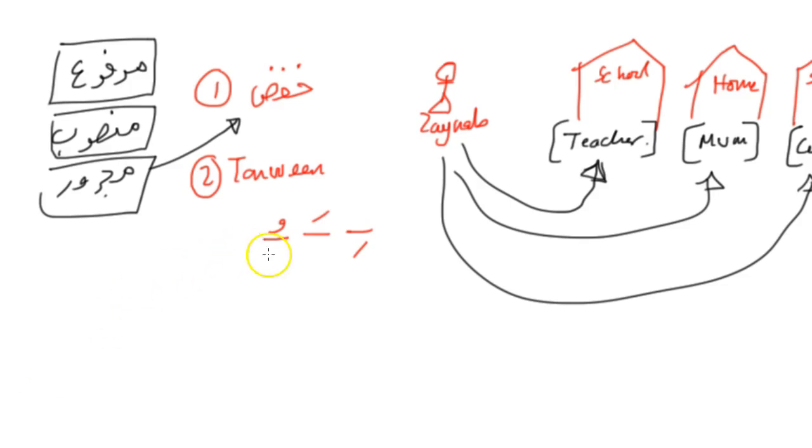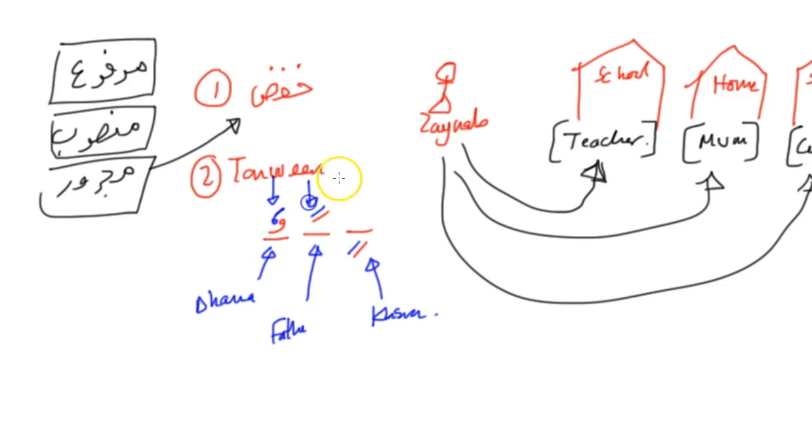So you have this, which is known as a dhamma. You have this, which is known as a fatha. And you have this, which is known as a kasra. Tanween is when you have double of these. So if you have double dhamma, it's known as tanween. If you have double fatha, it's known as tanween. If you have double kasra, it's known as tanween. So tanween simply means double dhamma, double fatha, or double kasra. Simple as that.